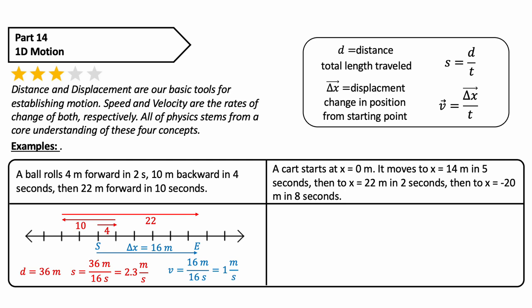Just one measurement of distance doesn't paint us the entire picture, but with both measurements of distance and displacement, we get a clear idea of what's actually happening in motion. Okay, let's see this again for our next example, which is just a little bit more complicated.